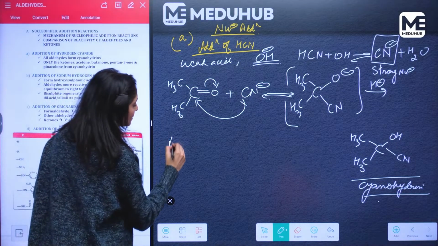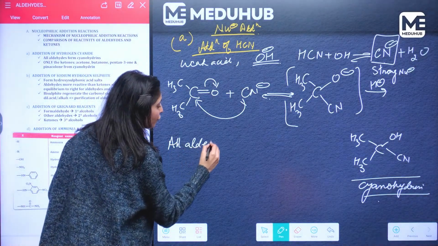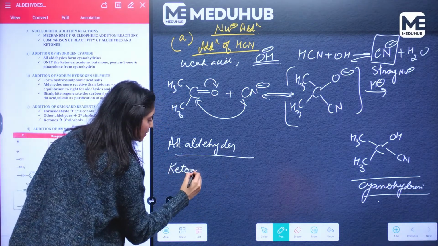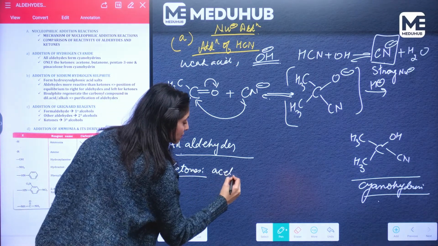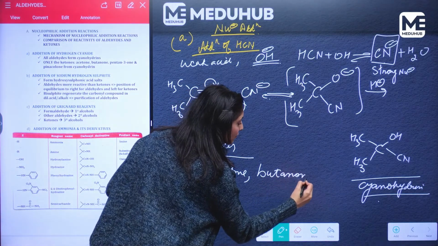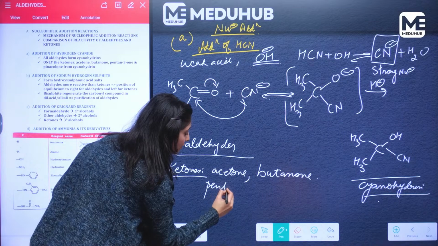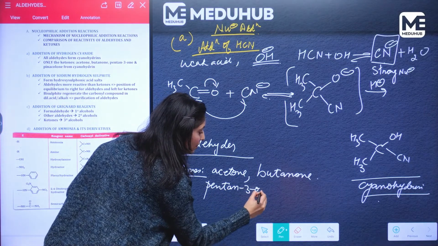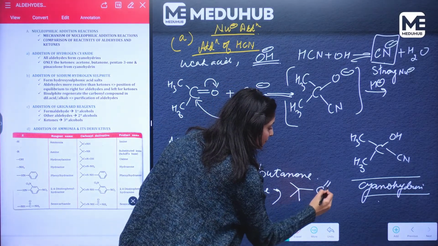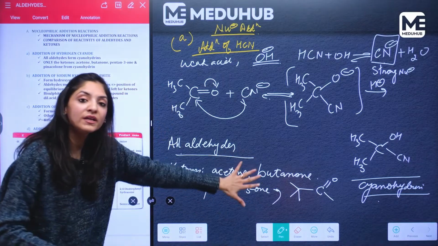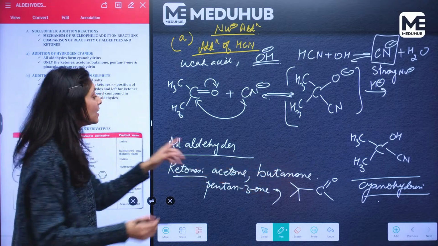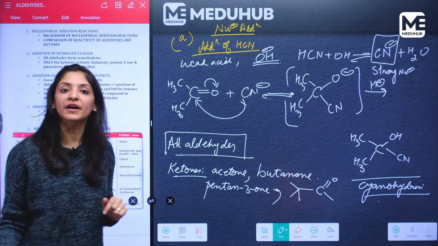Now all aldehydes form cyanohydrins, but only acetone, butanone, pentan-3-one and pinacolone, that is this molecule. Only these 4 ketones give this addition reaction with HCN, or only these 4 ketones form cyanohydrins. Otherwise all aldehydes form cyanohydrins.